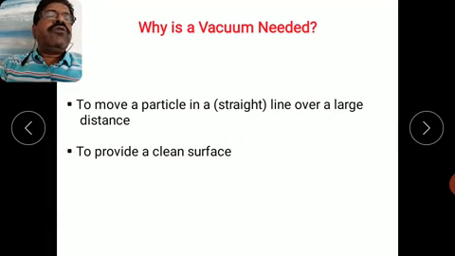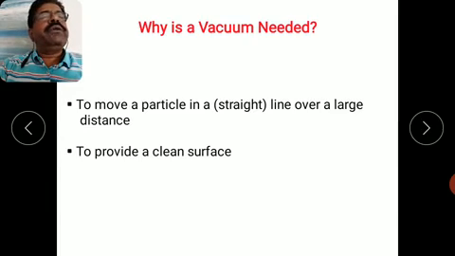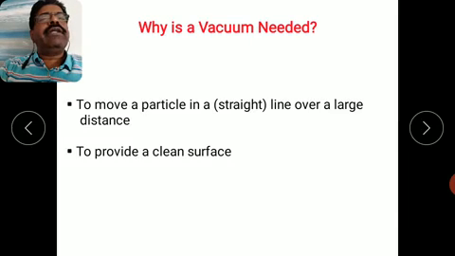So I can give you some examples: the cathode ray tube, the X-ray tube, or the scanning electron microscope. In all these cases, we have electrons. For example, in an X-ray tube, the electrons from the filament are accelerated towards the anode and strike the anode.